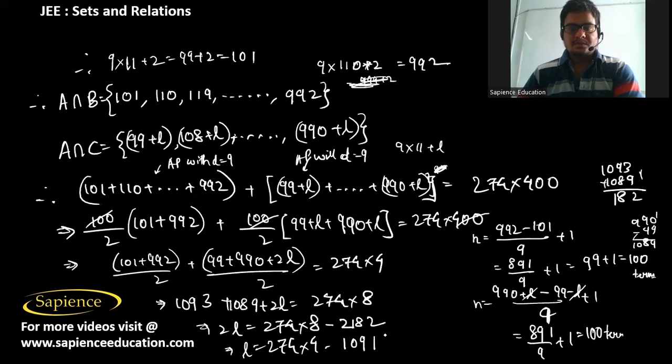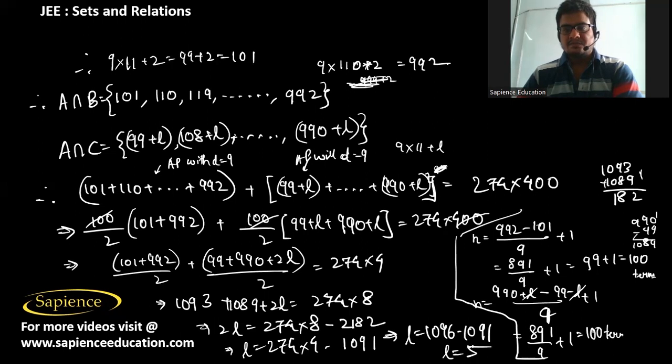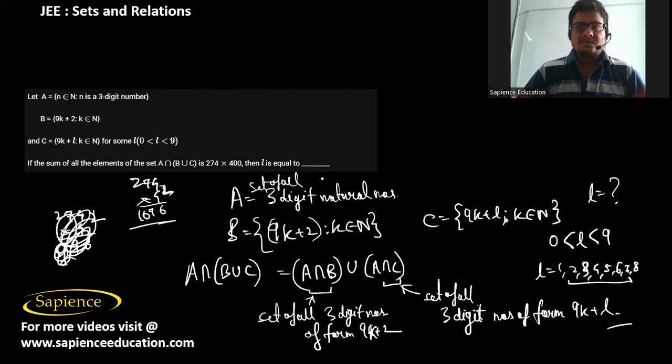So therefore L will be equal to 1096 minus 1091. So it means that L will be equal to 5. Therefore the value of L will be equal to 5.